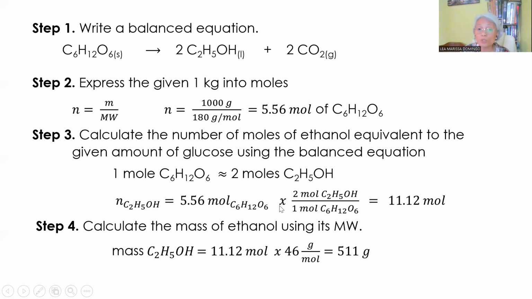Parang ratio and proportion siya, no? So yung unknown natin nasa taas, yung glucose would divide itself. So ang matitira, yung desired unit number of moles of ethanol. So 5.56 times 2 upon 1, so we have 11.12 moles.